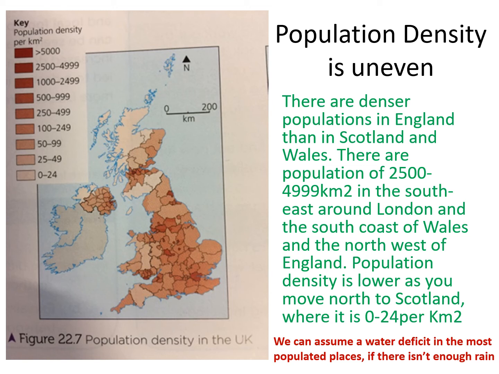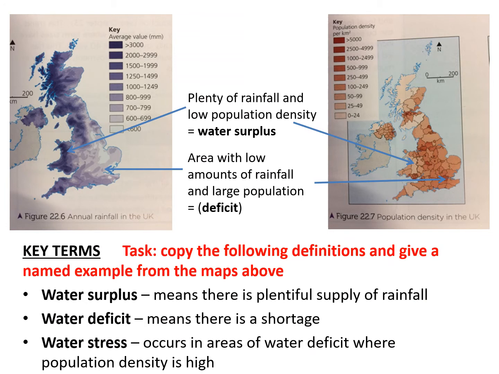So let's make an assumption. We can assume a water deficit, that's where there isn't enough, in the most populated places, especially if there isn't enough rain in those places. So we need to compare the two maps. Here are the two maps side by side. Look at my blue arrows that I put on. So we've got plenty of rainfall. That arrow is pointing at Wales. And the other arrow, a low population density, again pointing at Wales. So they've got loads of rain, not very many people. There is going to be a water surplus.